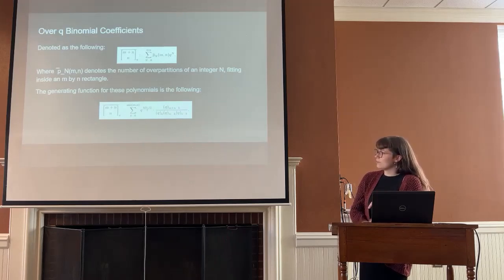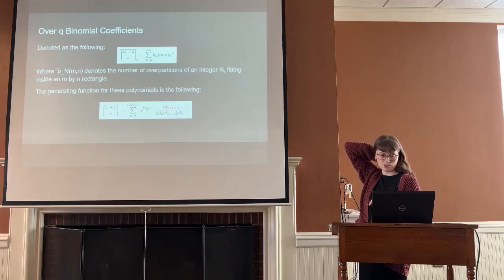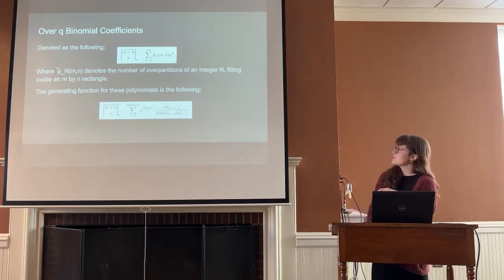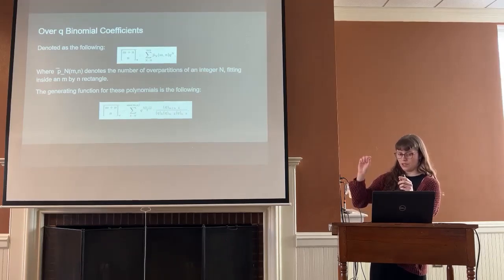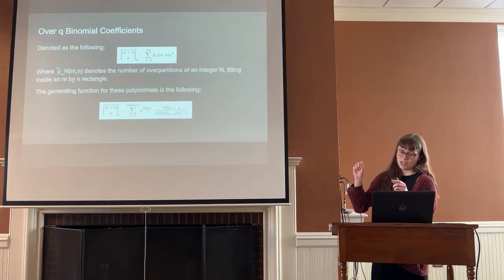And these are polynomials, which, so this is still read m plus n choose n, but they are over Q binomial coefficients, also called over Gaussian polynomials. Here, overline p of n of m comma n denotes the number of overpartitions of an integer fitting inside an m by n rectangle.